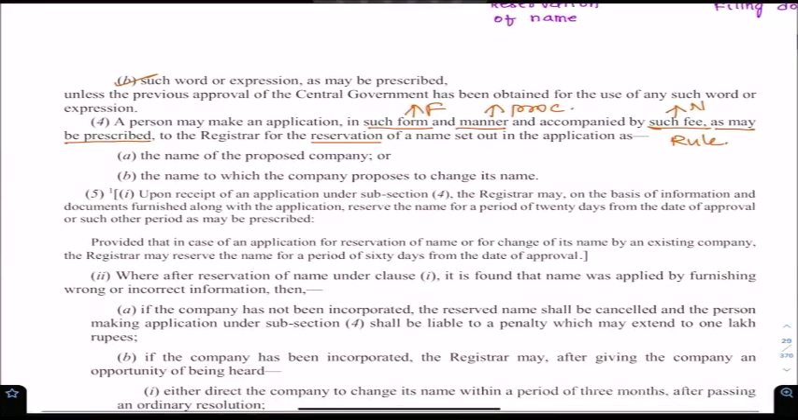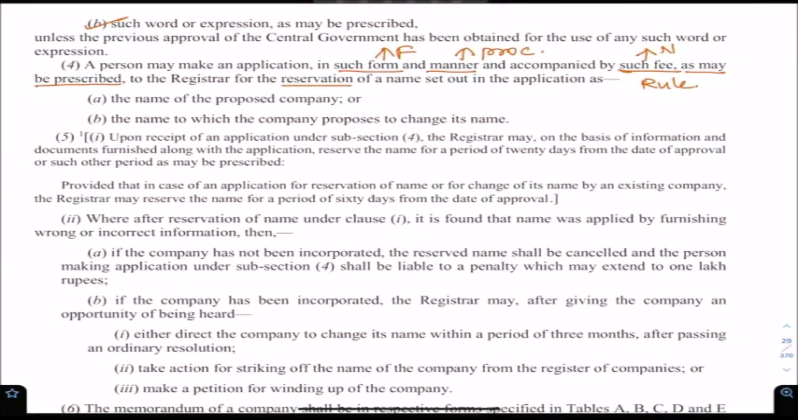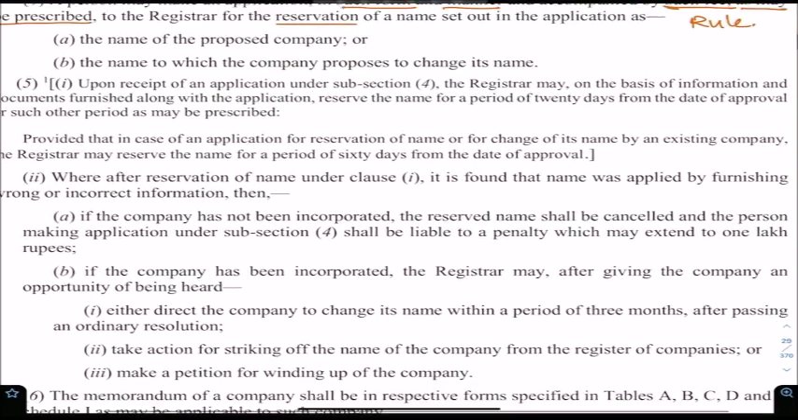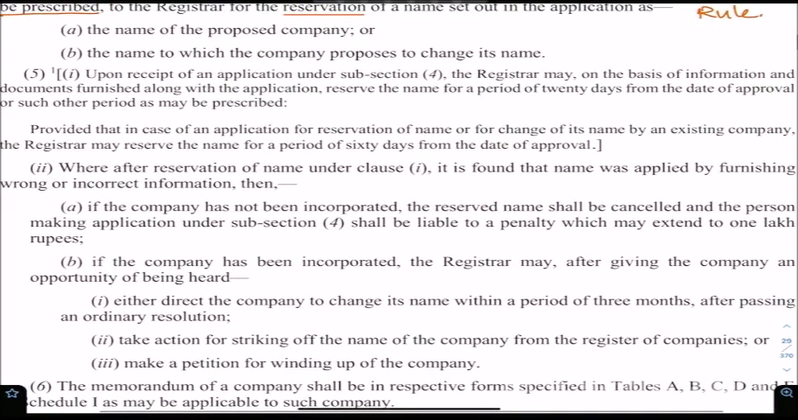So come to the Bare Act. Okay. Read subsection number 5 for me. Please read subsection 5 for me. Upon receipt of application under subsection 4, the registrar may, on the basis of information and documents furnished along with application, reserve the name for a period of 20 days from the date of approval.